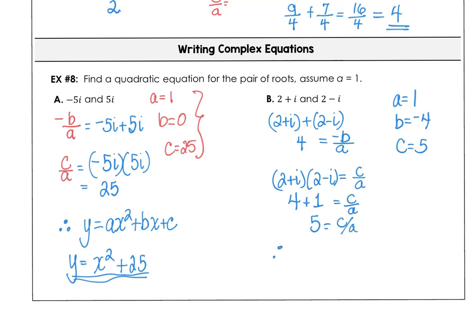Therefore, we know our equation based on the a, b, and c values. y is 1x squared minus 4x plus 5. And that's the end of Lesson 9 in Unit 4.